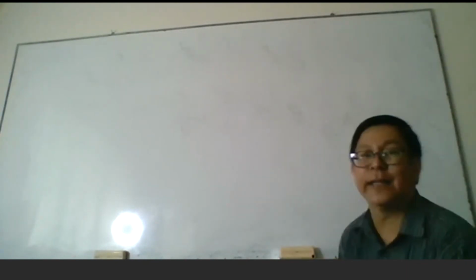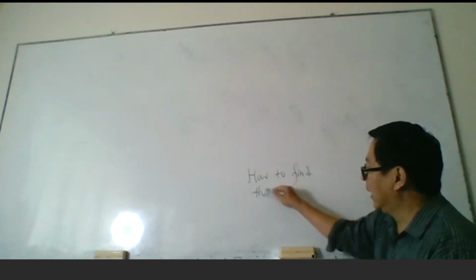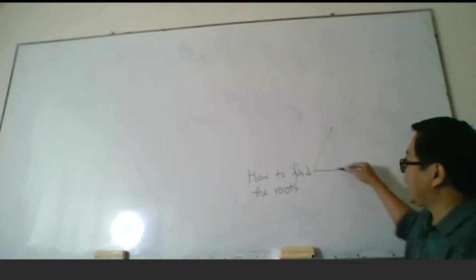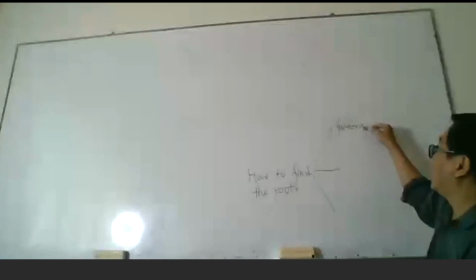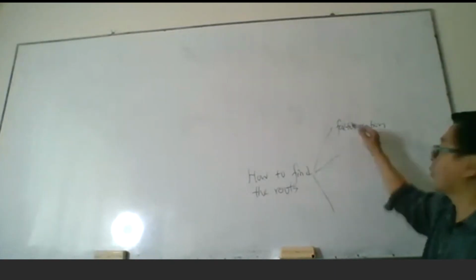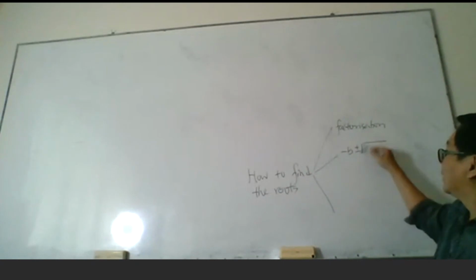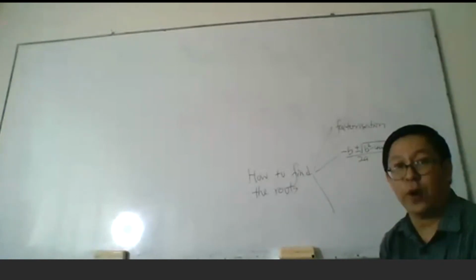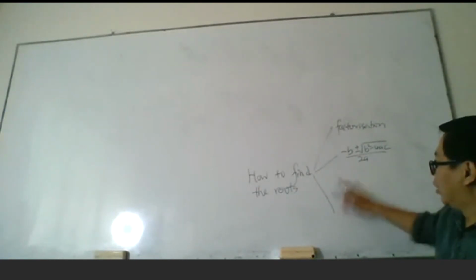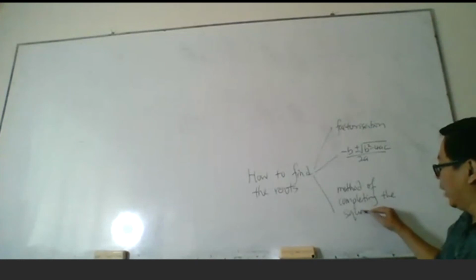And how to find the roots? Actually, we have 3 different ways. I'm sure that everyone already understands that. First is factorization, which you learned in Form 2. Then there's the quadratic formula. Another one is called the method of completing the square. So we have 3 methods.